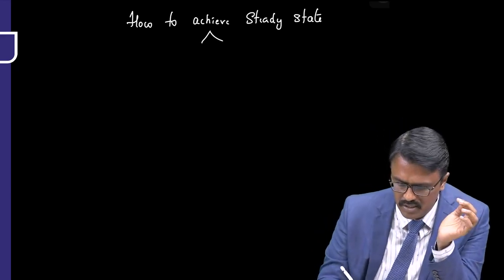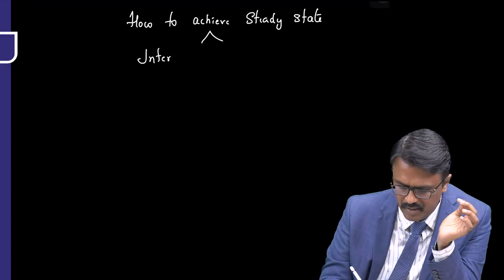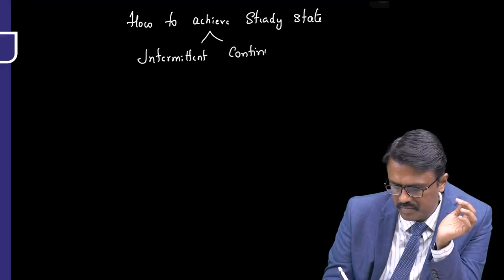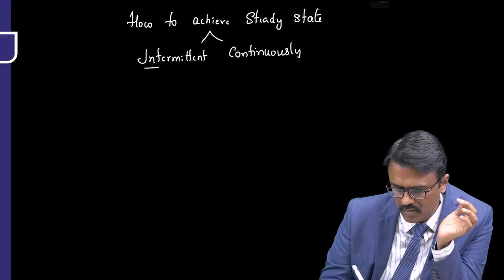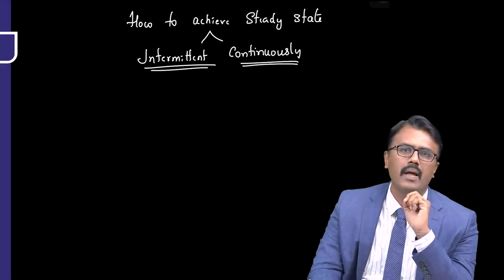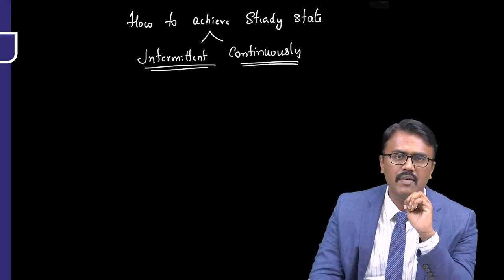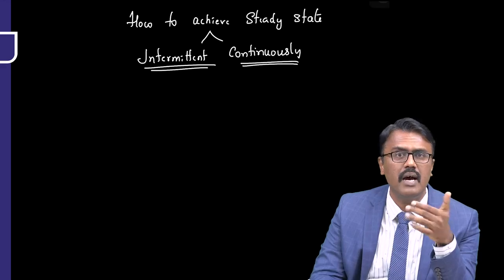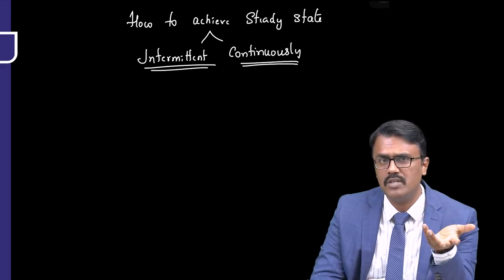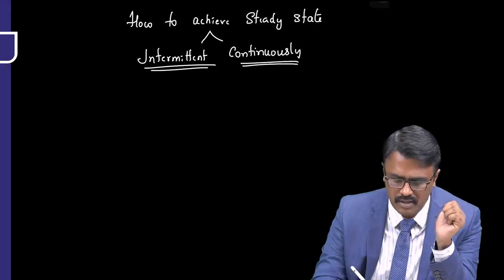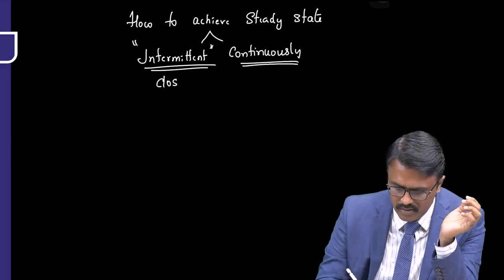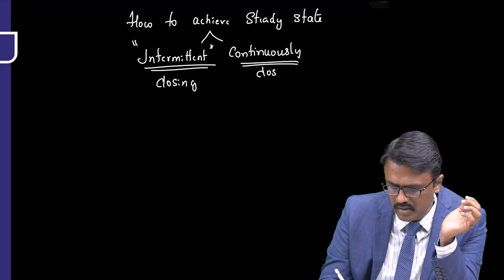There are 2 ways to achieve steady state: by giving the drug intermittently, or by giving continuously. Now, what do you mean by intermittently? I will not give it continuously. I will give the drug every half-life. If I give like this, how much time does it require to achieve steady state? Let us understand that. So first of all, understand what happens in intermittent dosing. So it is called intermittent dosing and this is called continuous dosing.